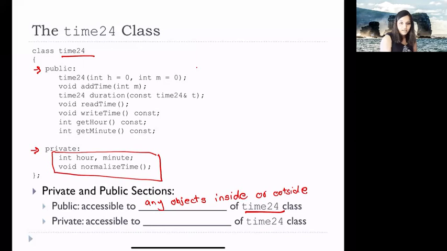If it's private, then it's accessible to only the member functions of the class. So the class is Time24 here. So if it's private, it's accessible to only member functions of a given class, of class Time24.